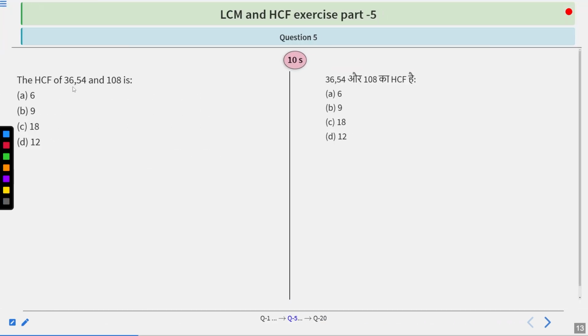The HCF of 36, 54, and 108 is. Options are 6, 9, 18, and 12. And I'm giving you 10 seconds to find out the correct answer.